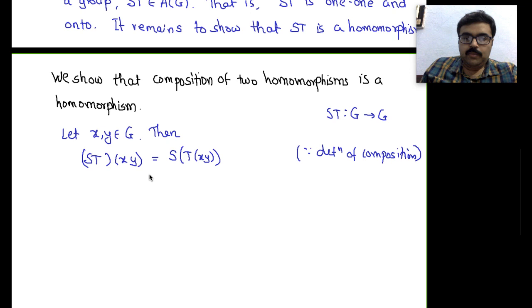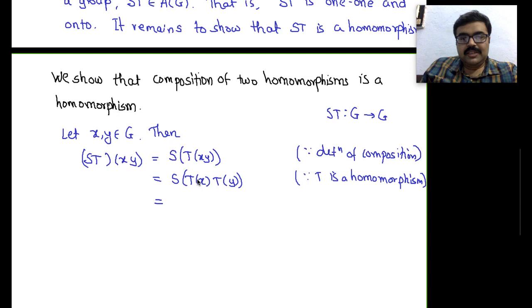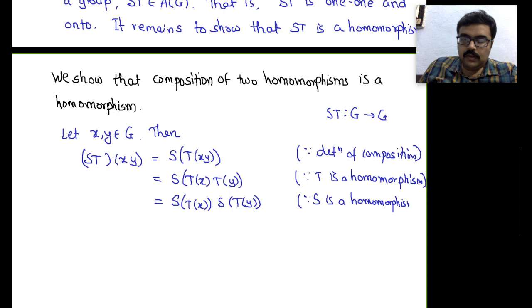Now we use the fact that T is a homomorphism. So T of xy equals T of x, T of y. Here we are using that T is a homomorphism, because T is an automorphism. Now let us think of T of x as x1 and T of y as x2. So S of x1 x2 will be S of x1, S of x2, because S is also a homomorphism. So this will be S of T of x, S of T of y. This is nothing but S composition T, which we write as ST, of x and ST of y. So ST is a map, let us call it f. So f of xy equals f of x, f of y. This we have shown.